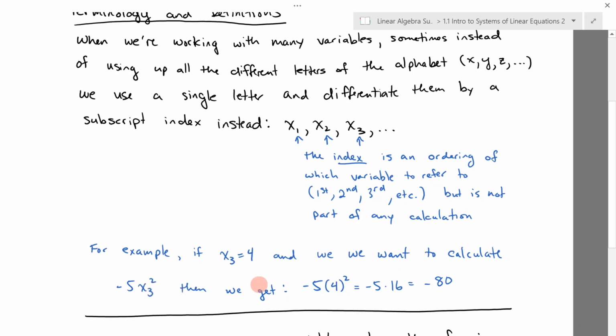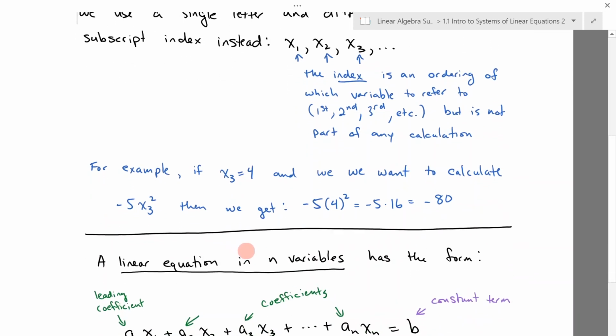And so when you calculate this, because x3 has the value of 4, we can plug in 4 into the variable. So the 3 disappears, because again, the 3 is just labeling the x. It's not part of the calculation. And so when you calculate, it's just minus 5 times 4 squared. And from the order of operations, you do 4 squared first, which gives you 16. And then 16 times negative 5 gives you negative 80. So again, the subscript 3 is just labeling the variable. It's not part of any calculation.